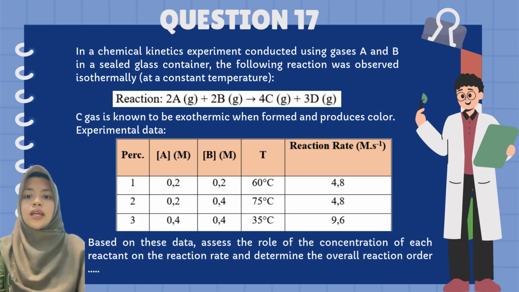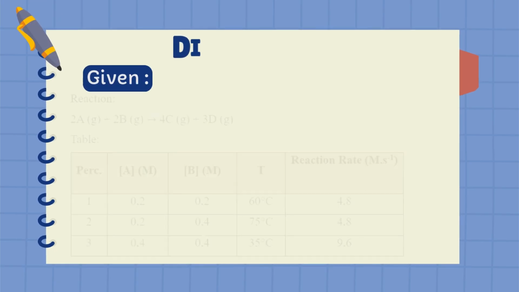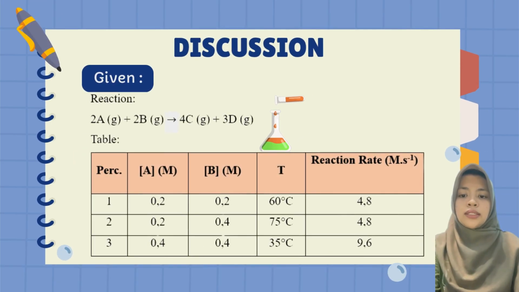Now, I will explain question number 17. In an experiment, gas A and gas B react to form gas C and gas D. The reaction is 2A plus 2B to 4C and 3D. Gas C is exothermic and produces color. The given data: Trial 1, A 0.2, B 0.2, temperature 60 degrees Celsius, rate 4.8. Trial 2, B 0.4, rate 4.8. Trial 3, A 0.4, rate 9.6.